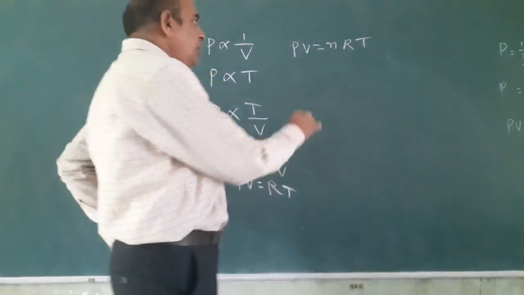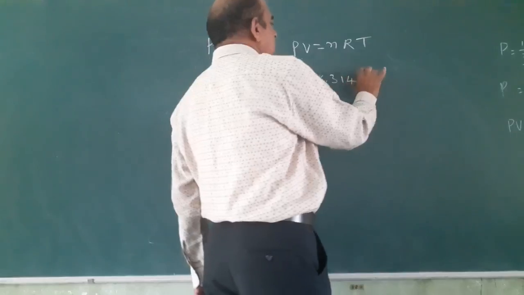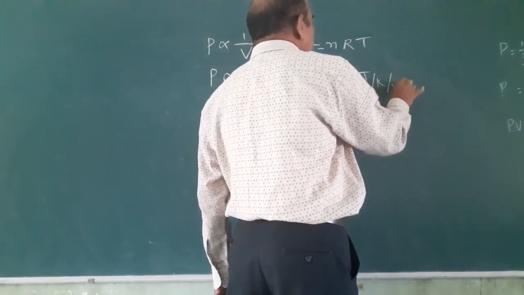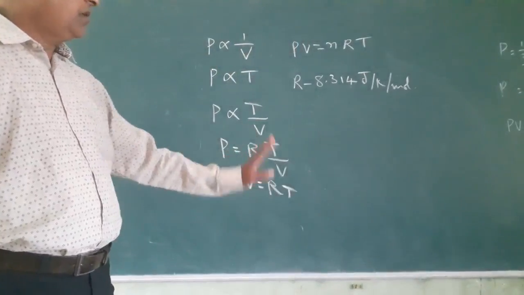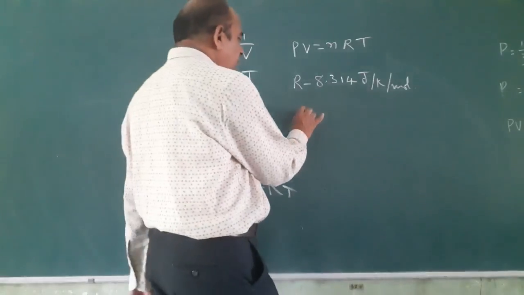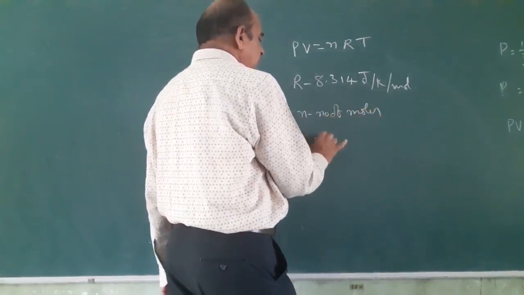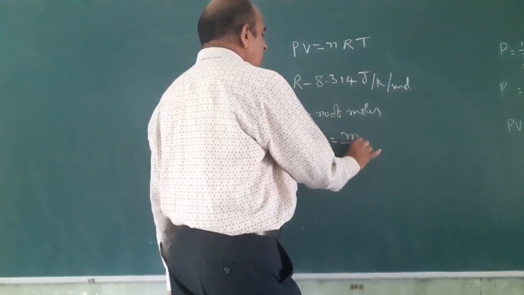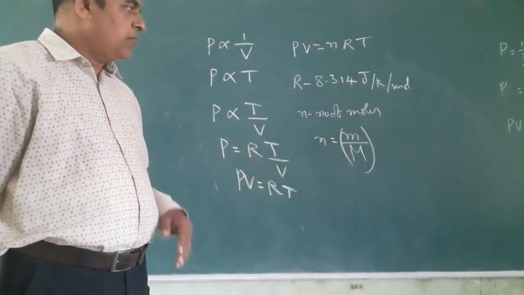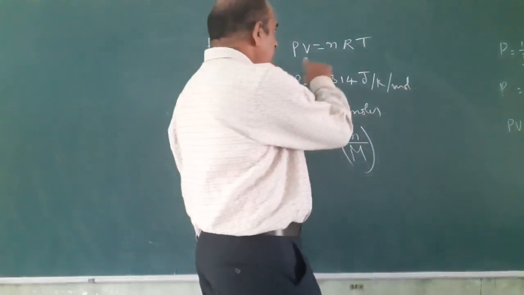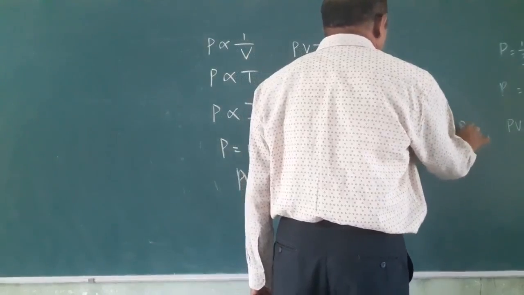Here capital R is called the universal gas constant, that is 8.314 joule per Kelvin per mole. So PV is equal to nRT, where n is the number of moles. n is equal to the mass of gas by molecular weight. So now the equation becomes PV is equal to M by capital M into RT.